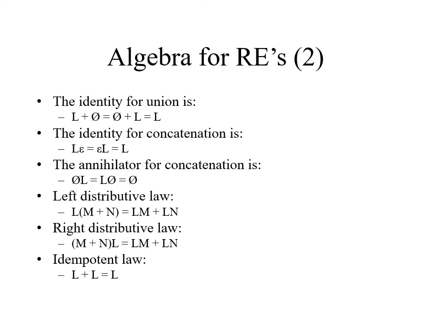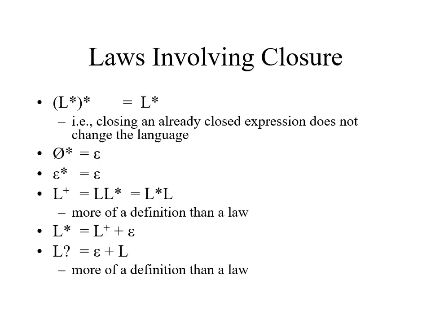Now these are some more identities, like L plus phi is equal to phi plus L. This is for union, and this is L concatenation null is equal to null concatenation L. Now phi concatenated with L is equal to phi, and many more. So these are very important, as well as very easy for you guys.